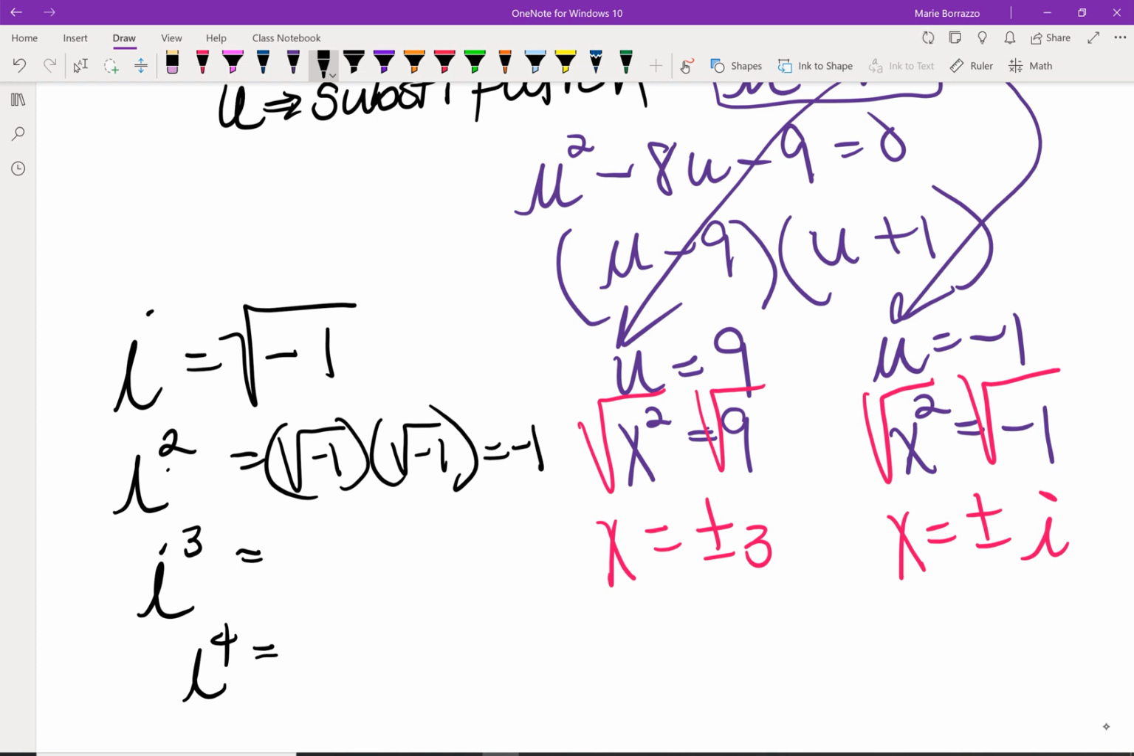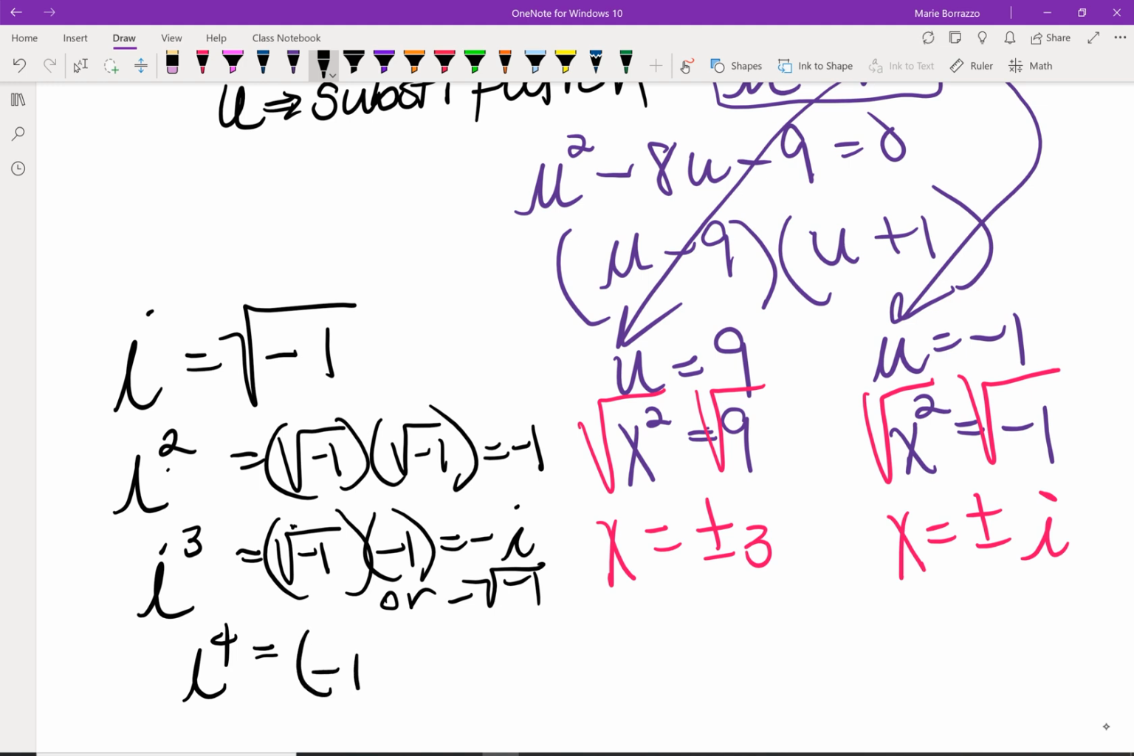If this is i cubed, we already know that this is square root of -1 times i squared, which is negative 1. So this is really the negative i, or you can call it the negative of square root of negative 1. And i to the fourth is simply just 1, because it's basically i squared times i squared, which is 1.